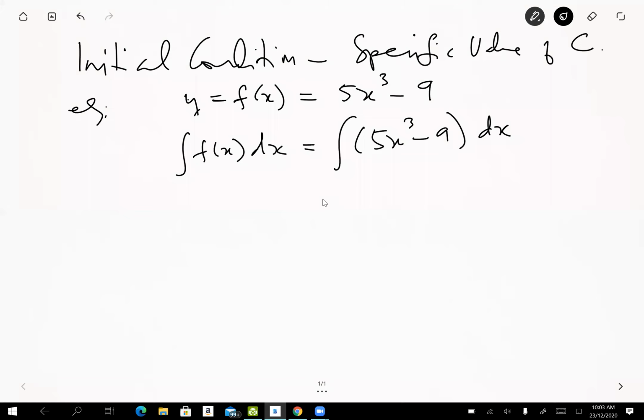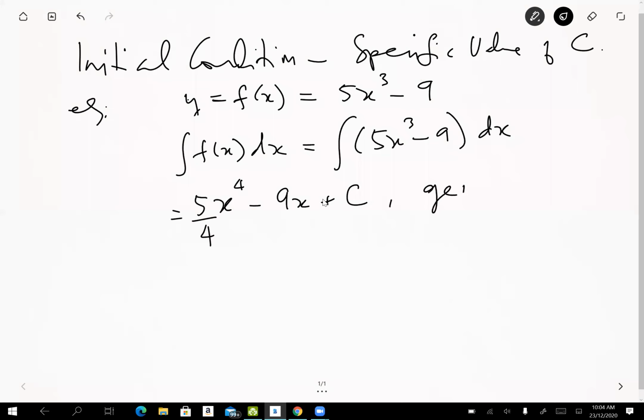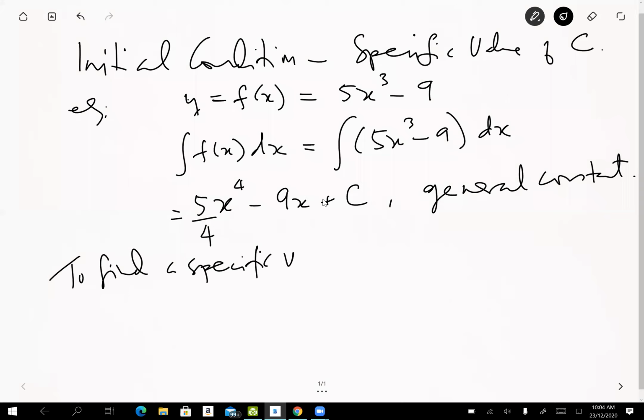And you want to find the value of C. So that's what we call a specific condition. That is equal to 5x to the power 4 divided by 4 minus 9x plus c. So that is constant c. Now that c is a general constant. It can be any value. So if you want to find a specific value of c, that is where you use the initial condition.